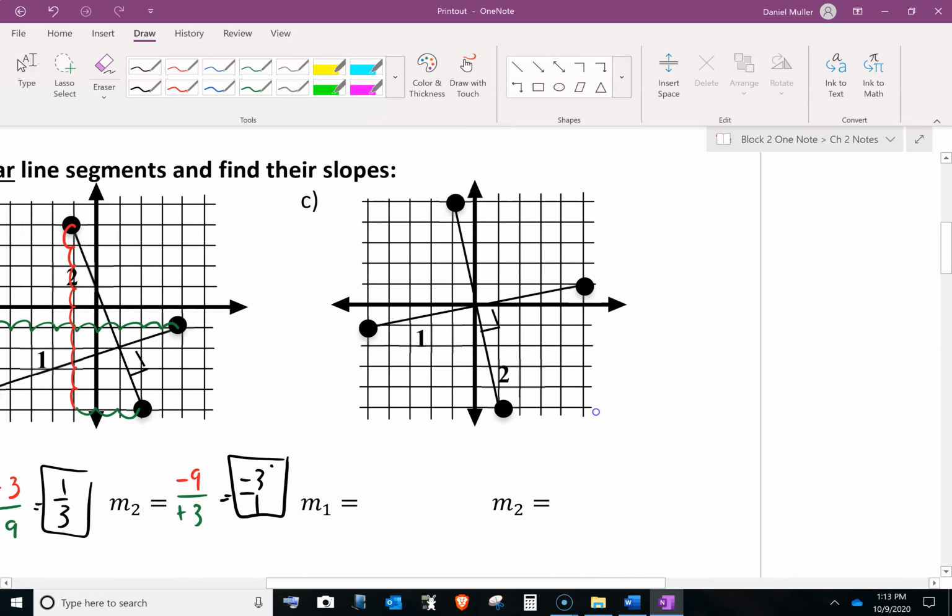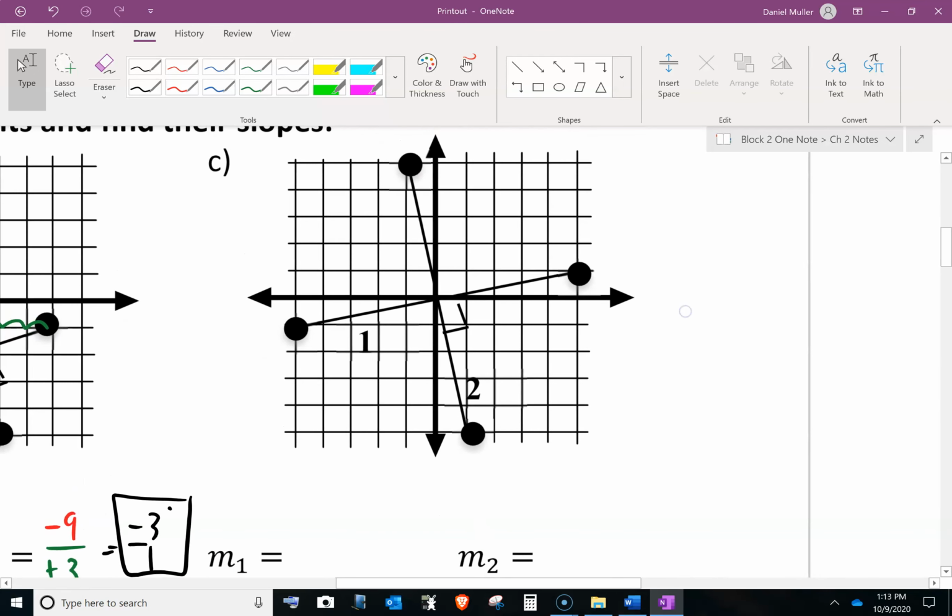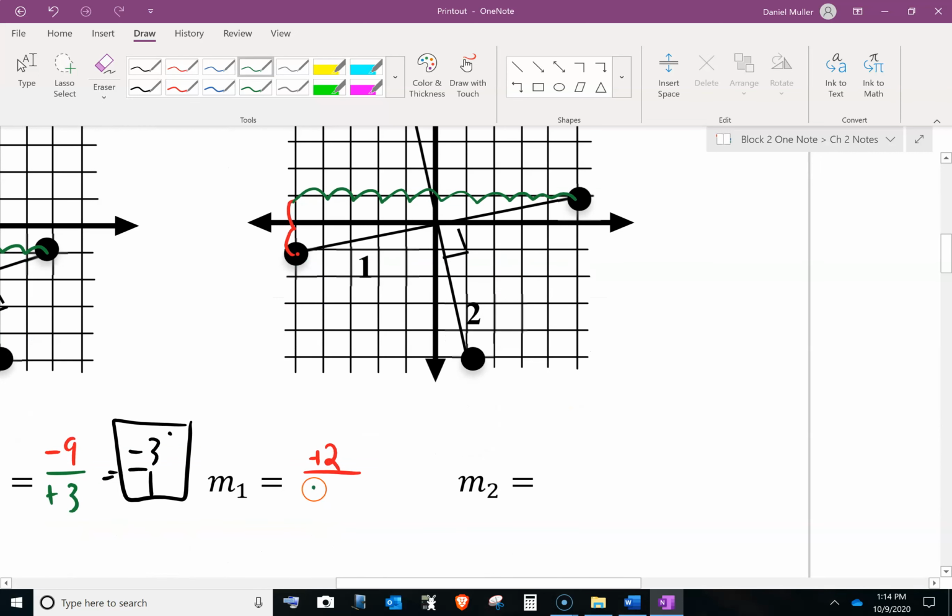So let's take a look at C just to confirm this one more time. I'll start with line number 1 here. Start at the left, so I'll go here, and I will go 1, 2, so up by 2, and then over 1, 2, 3, 4, 5, 6, 7, 8, 9, 10. So 10 to the right, so positive 10, which reduces to positive 1/5.